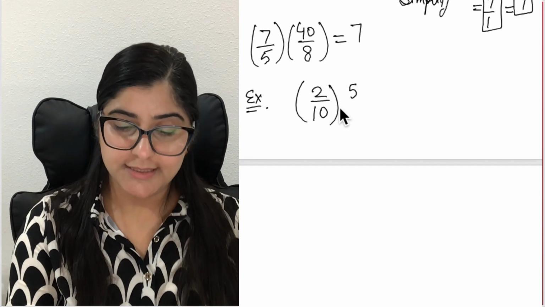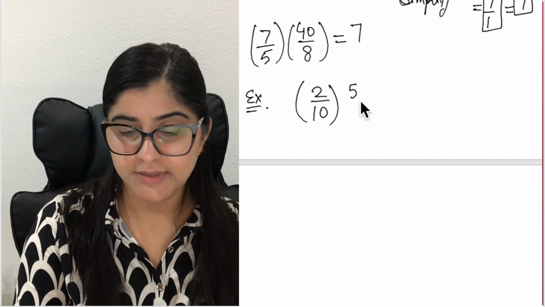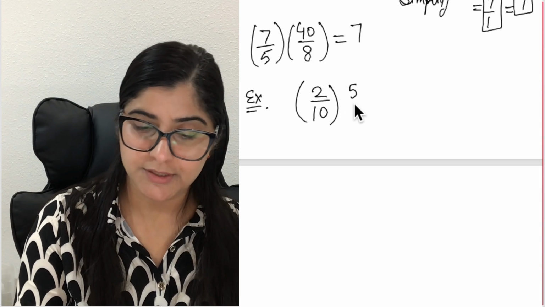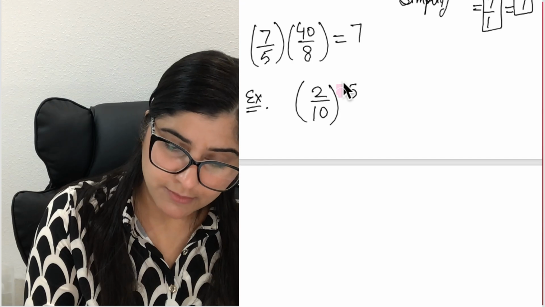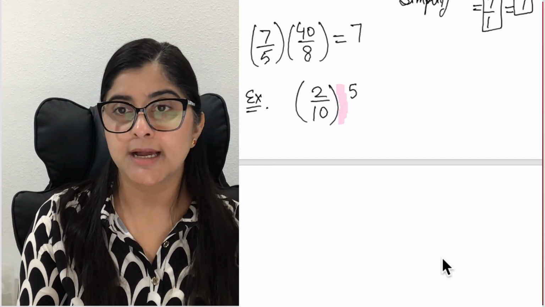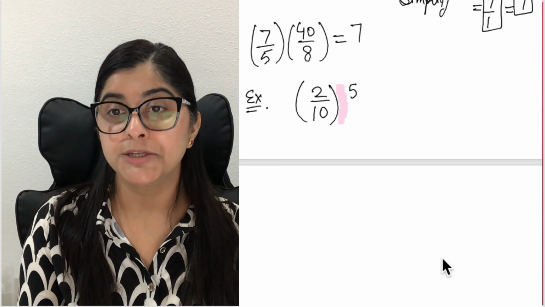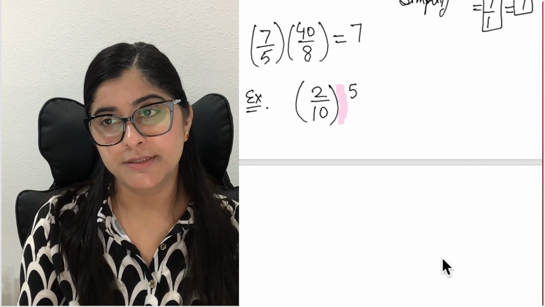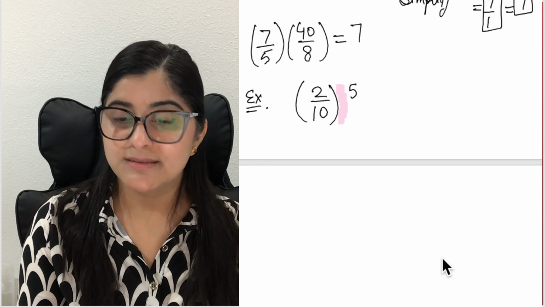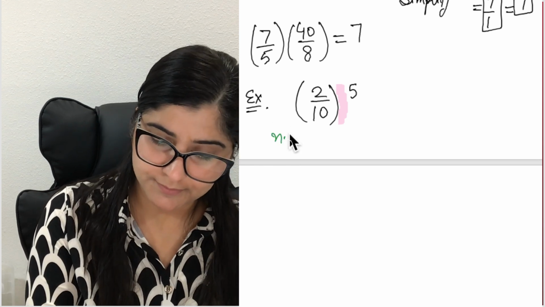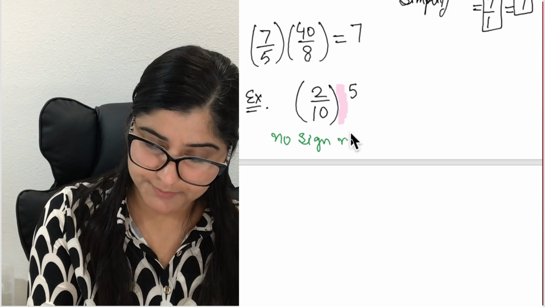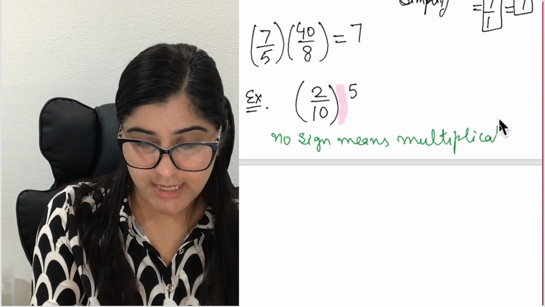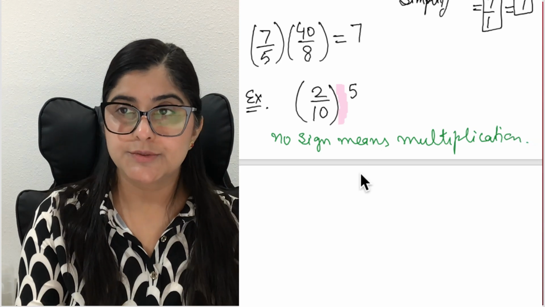Okay, so there is one fraction and one whole number, and there is no sign outside the bracket in the middle of these two expressions. So what is the operation between these two numbers? One number is a fraction, one number is a whole number. So no sign means multiplication. So we are multiplying these two numbers.